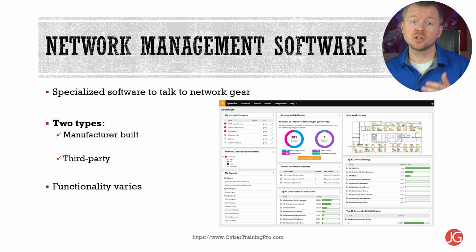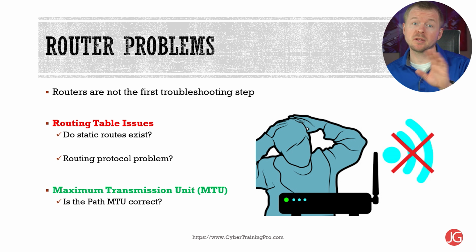Now, usually there are two types of network management software. You have software that's developed by the manufacturer themselves, like Cisco's Configuration Professional, and then you have software developed by third parties, like SolarWinds. Functionality is going to vary on the software, but typically third-party software needs a little bit more configuration. When it comes to routers, they don't typically fail, so troubleshooting them shouldn't be the first option.